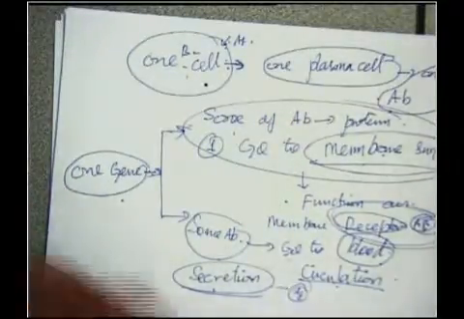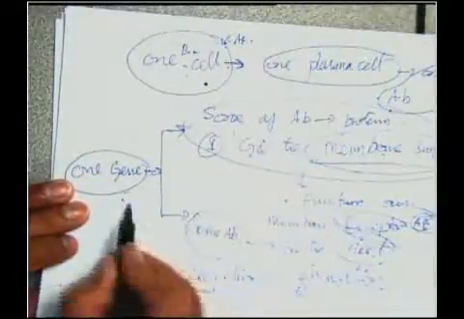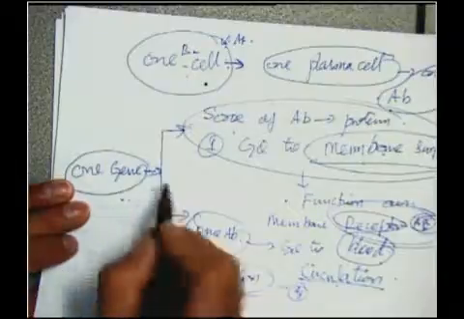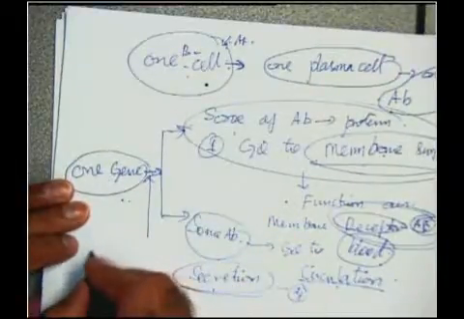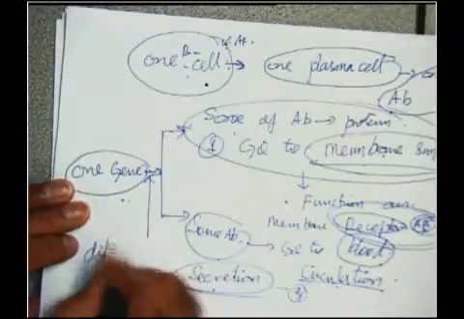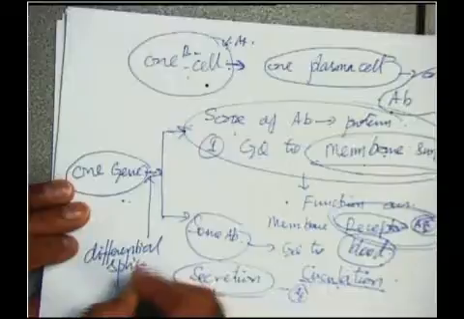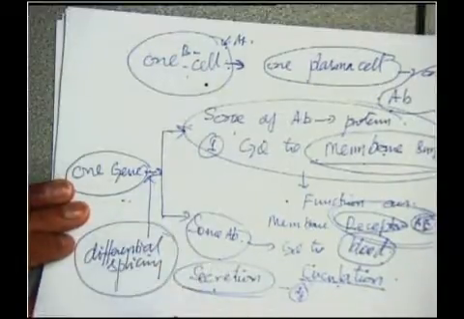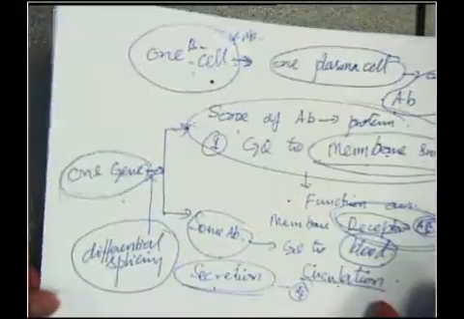So from the gene, some of them go to the membrane, and some go to antibody secretion. This part of the mechanism we call differential splicing. How will this differential splicing work?